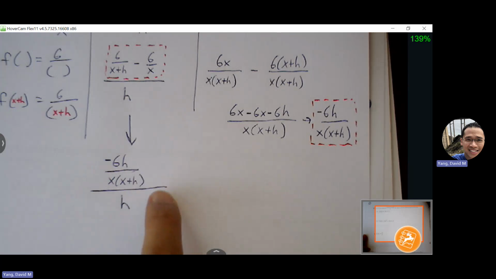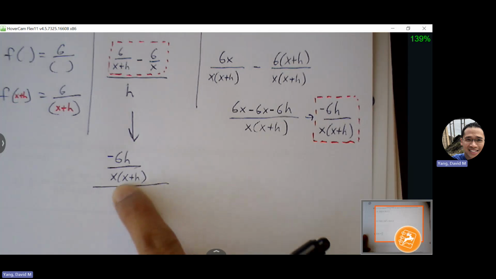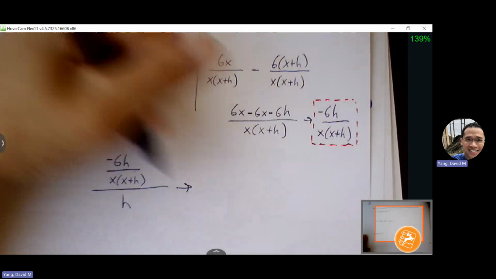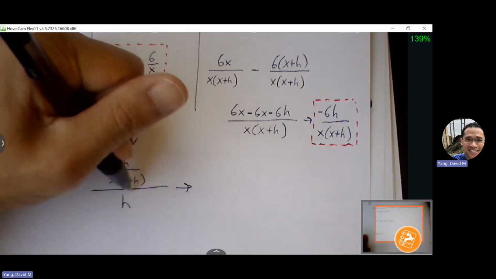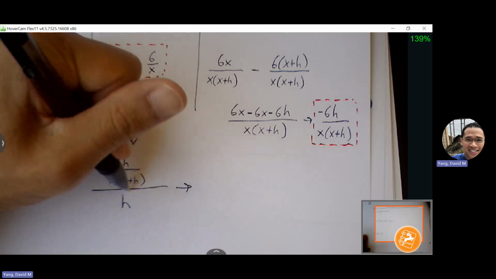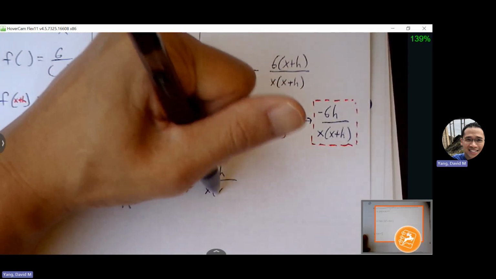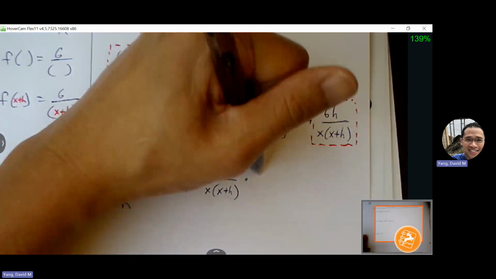Now, this is still a complex fraction. We want to reduce this complex fraction here. If I'm dividing by a fraction, that's the same thing as multiplying by what? Reciprocal. So instead of dividing by h, I'm going to multiply by the reciprocal of h. What's the reciprocal of h? Yeah, so negative 6h over x times x plus h, times the reciprocal, you said, 1 over h.